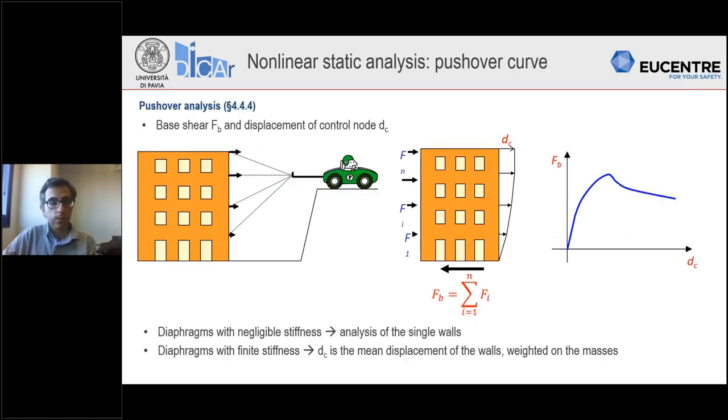Here you can see graphically what I was discussing before. You can see the concept of distribution of forces to be applied, the concept of control node, the displacement of the control node, the base shear, and here an example of the capacity curve. Now, if the diaphragms have negligible stiffness, you have to perform the analysis of single walls. Otherwise, you can perform the analysis of the wall building, and DC is the mean displacement of the walls weighted based on the masses.